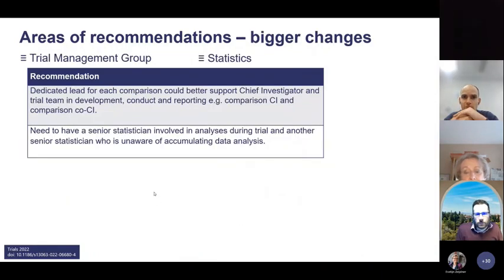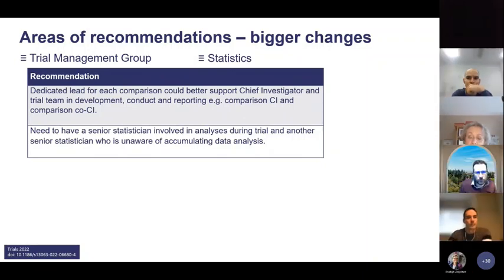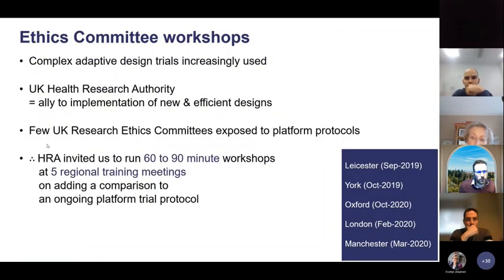And then I mentioned the trial management group and statistics here. We recommend having a dedicated comparison lead, a comparison chief investigator, maybe even a comparison co-chief investigator for every question that's going in. That can better support the chief investigator, and it really helps with the burden and the glory, I think is a phrase we'd try to use. And it's useful to have a senior statistician who's involved in the analyses and knows the trial well, and one that's unaware of accumulating data. You're just planning from the outset to run that blinded, unblinded statistician model. Make sure your gatekeeping is good and well documented.